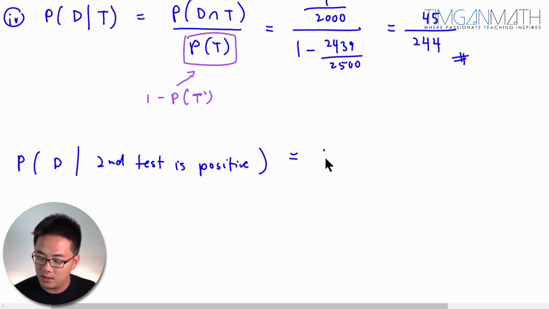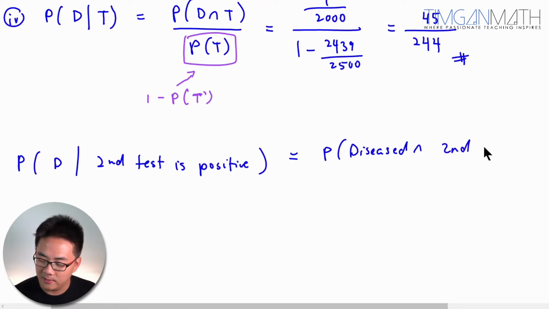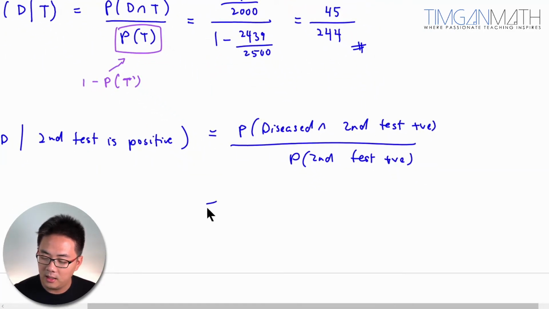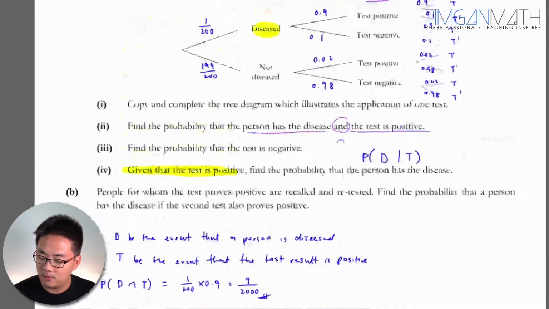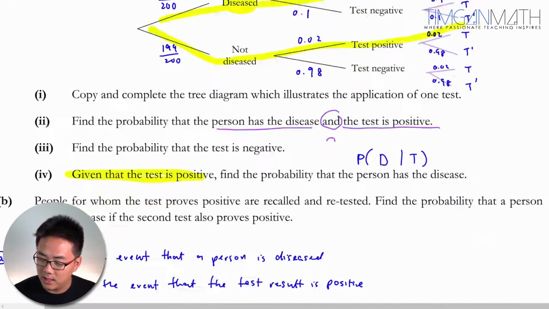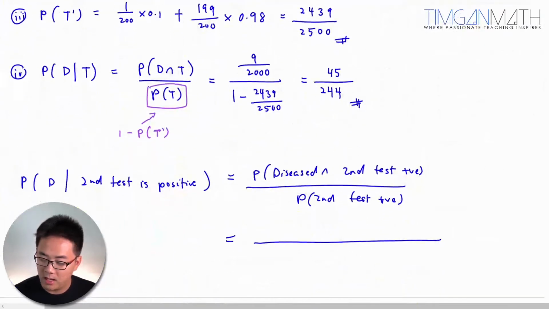So the first one is the probability of disease intersect second test positive, over the probability of second test positive. Let's look at how we do this. The second test positive is just here. This second test positive will be disease, test positive, positive here, plus not disease but you test positive, and you test positive again. So the one below is the second test positive.